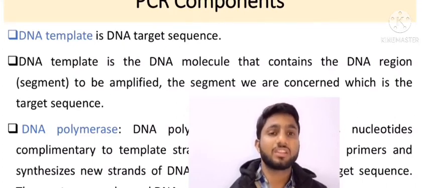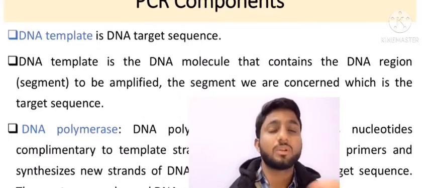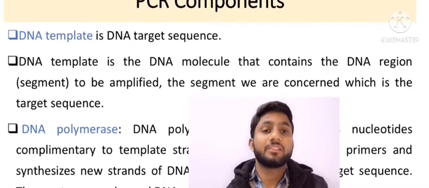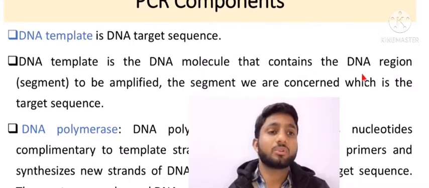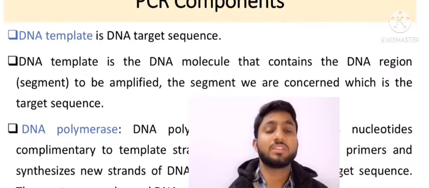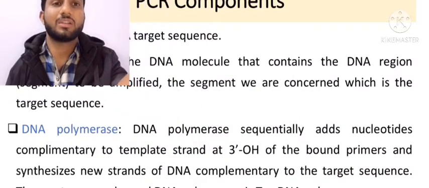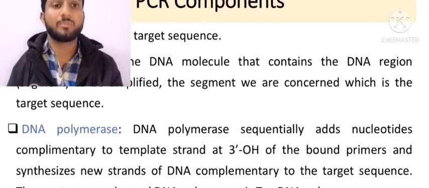DNA extract करने के बाद हम एक template DNA लें जिसमें हमने काम करना है, जिसमें से किसी जीन को हमने identify करना है. OK, DNA template is the DNA molecule that contains the DNA region segments to be amplified, जिसको हमने amplify करना है actually. फिर हमारे पास DNA polymerase है. अब हमें एक और जो requirement है हमारी for the PCR reaction, that is DNA polymerase.